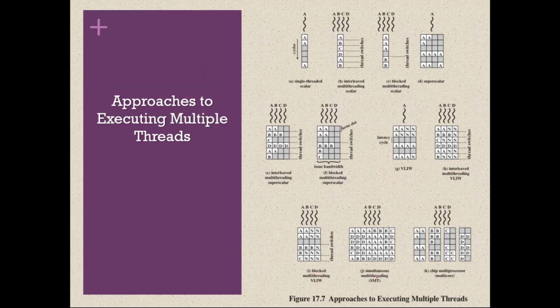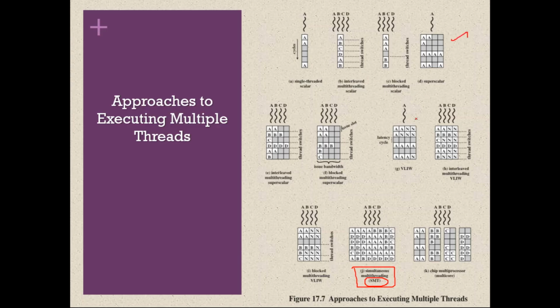Next is SMT, simultaneous multi-threading. This is a little different from superscalar. It is also actually superscalar only, but the way of working is different. In SMT also we have only one processor with multiple execution units, but here the way of working is different. You should understand this carefully.